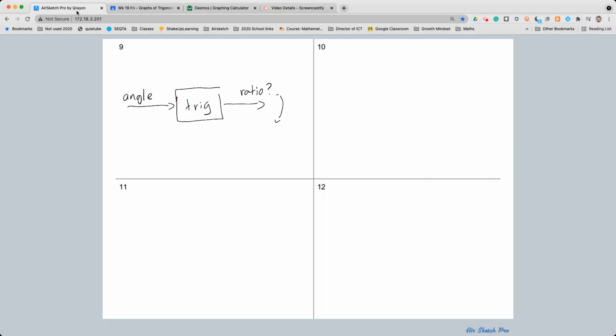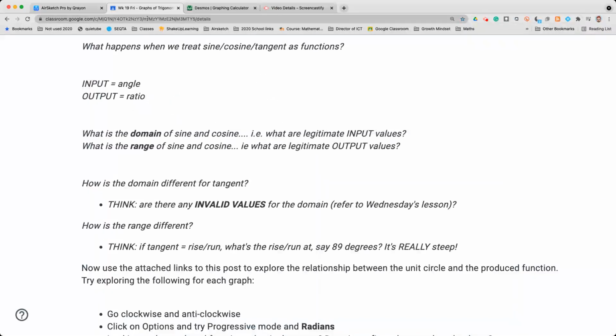So eventually we worked out that it's kind of like coordinates or the gradient using that unit circle definition stuff. Okay, so we get a value out of it. We don't get an angle out of it, we get a value out of it, some sort of fraction. And based upon how this ratio works, tells us something about these functions, or how we treat them as a function. So input is angle, output is ratio.